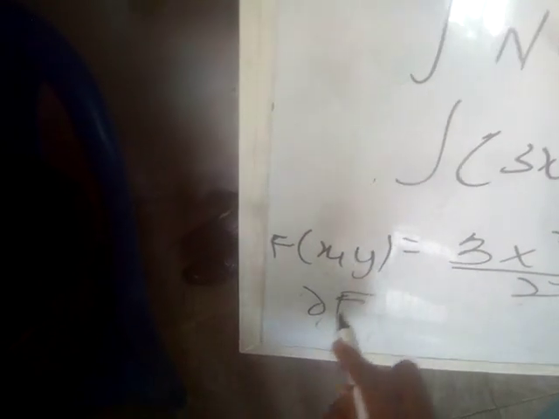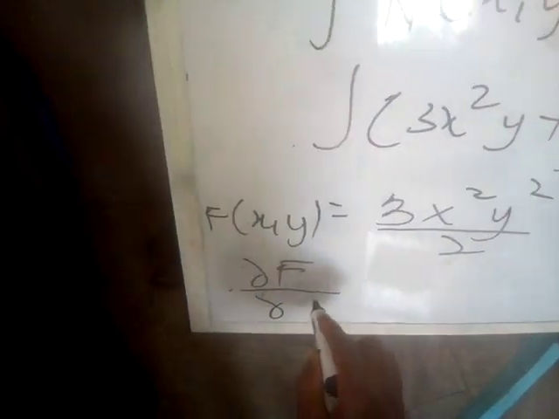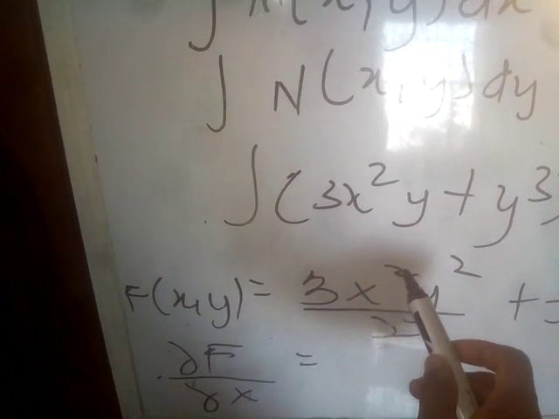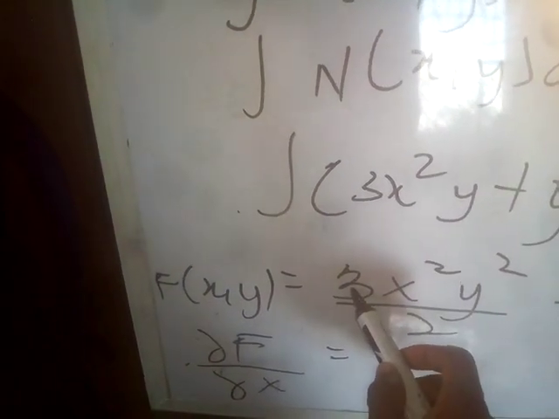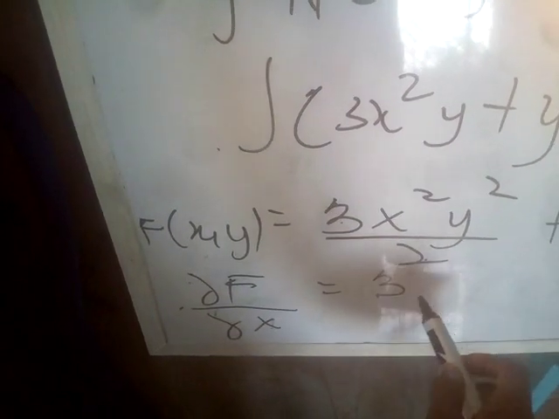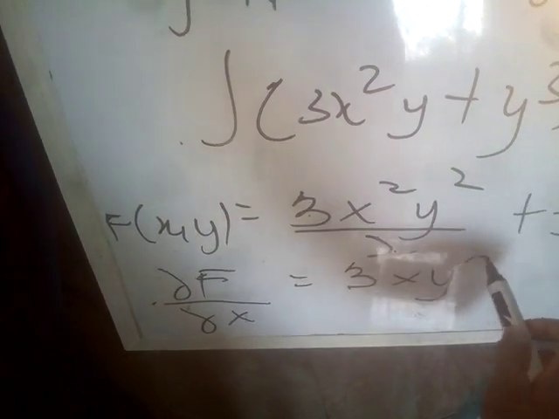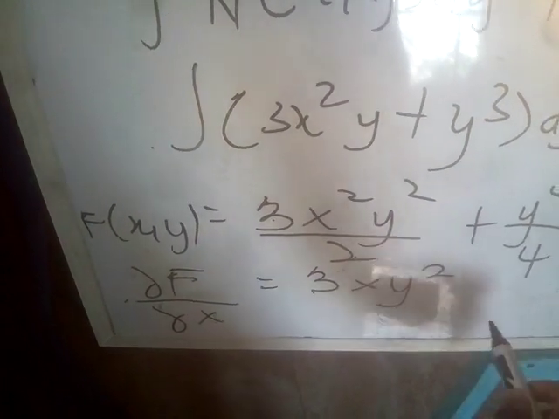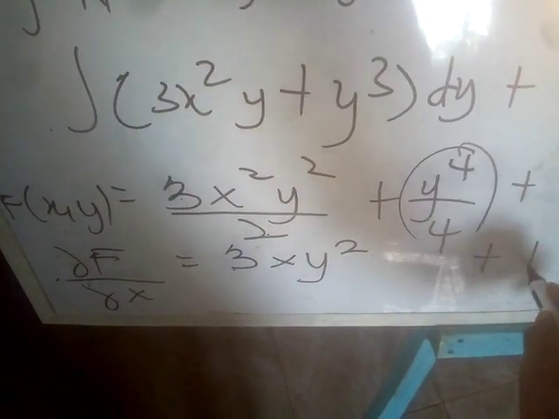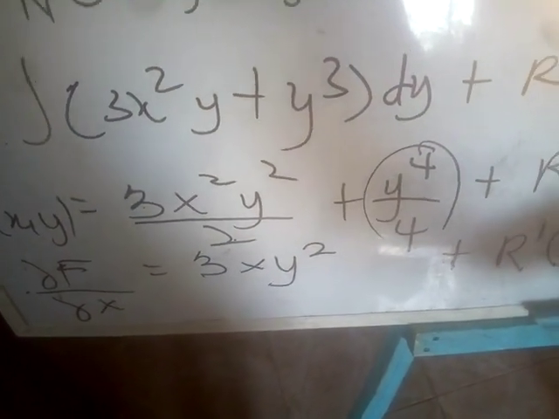The next thing we do is that we differentiate partially with respect to x, because we integrated with respect to y. So differentiating with respect to x, the x is here, so what comes down will cancel this one, right? So we'll be left with 3x y squared. I believe you are following. Then because there's no x, this one will turn to 0, plus r prime of x.